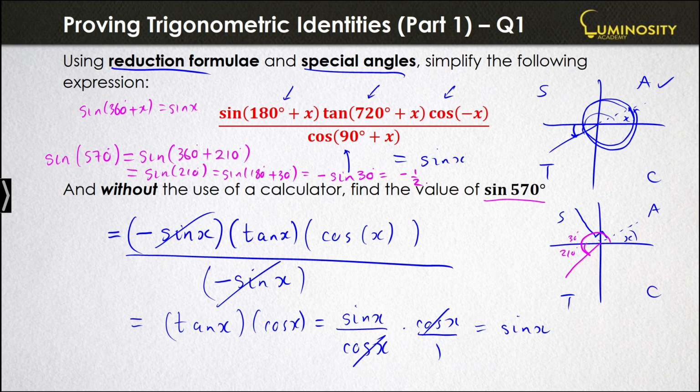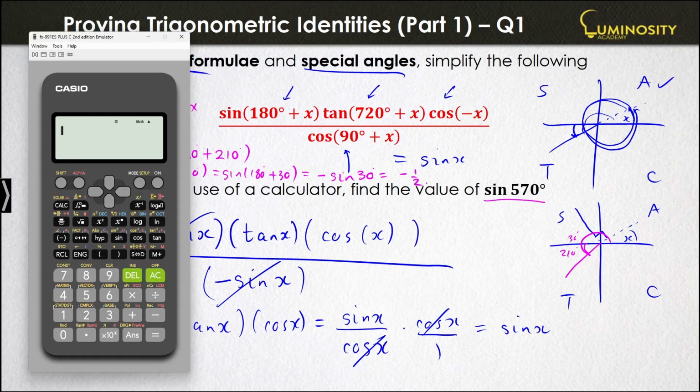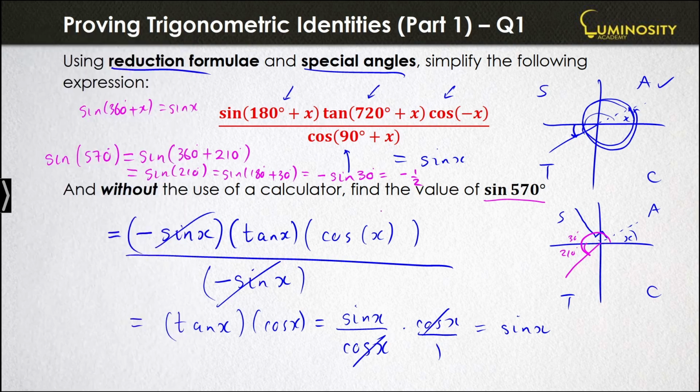Okay, so we did that without a calculator, but we can double check if that's correct. If you put sine of 570 degrees into your calculator, you get negative a half. All right, so that's using reduction formulae and special angles to solve this type of problem.